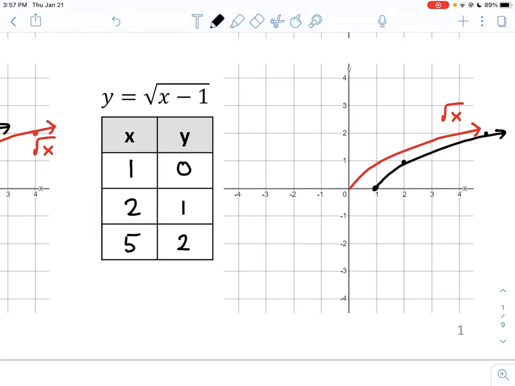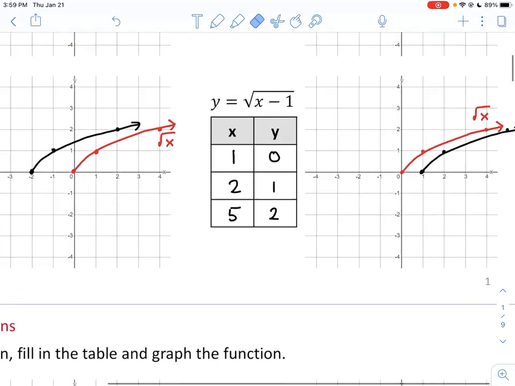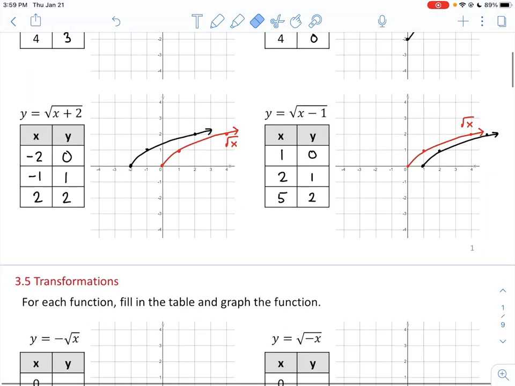But what's happened here is all of the points on the red graph have been shifted to the right by 1 unit. To go from the parent to the new graph, we replaced x with x minus 1, where the minus 1 is inside the radicand. And that had a shift to the right 1 as its effect.